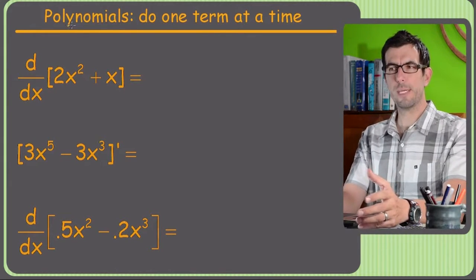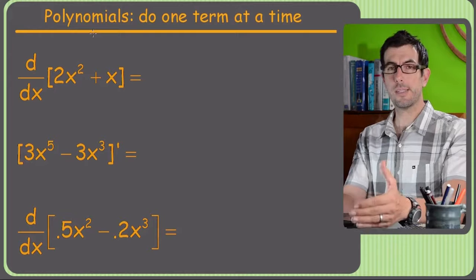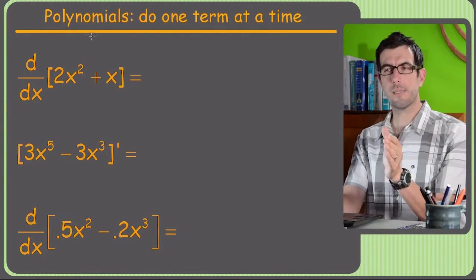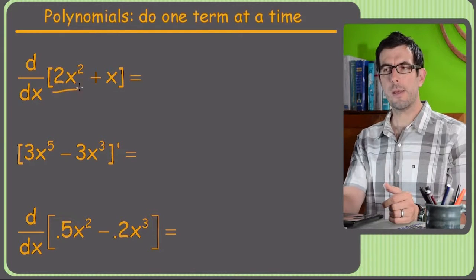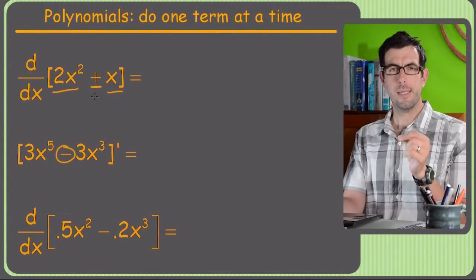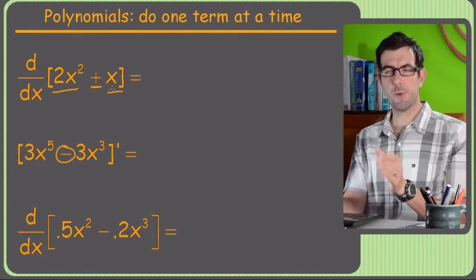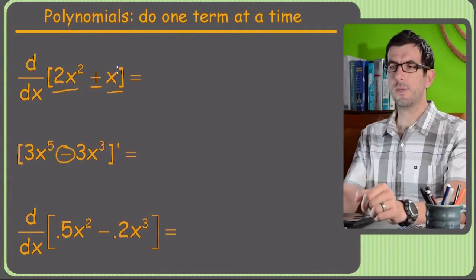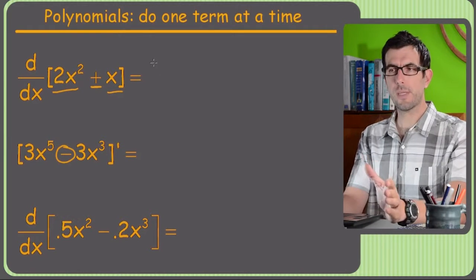All right, polynomials. All polynomial means is that there's more than one term. So all the examples I just did were just a single chunk of stuff, right? All multiplied together, like 3 times x to the 5th. But now we got 2x squared plus x. So what's going to happen if you have a plus sign or a minus sign is it's just going to sort of make 2 separate derivative problems. We'll just do each one totally separately.